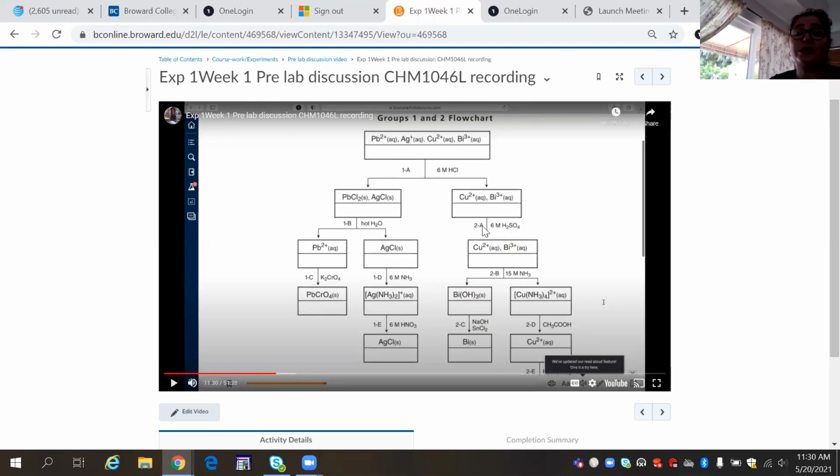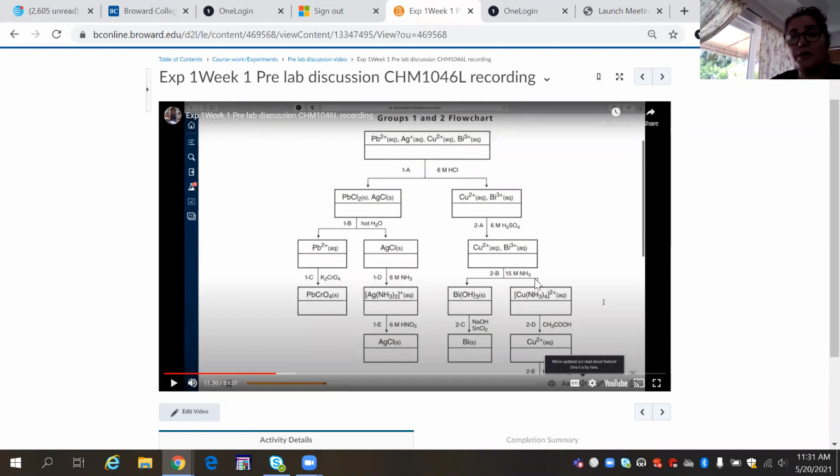But after you clear and remove any leftover of lead, like if you didn't read the procedure, this part, like 2A, would not make sense to you. You'd say, why are they adding H2SO4 and nothing happened? So you have to read the procedure first. Then you are going to see the copper ion still mixed with the bismuth ion.